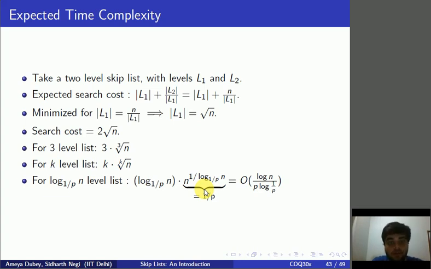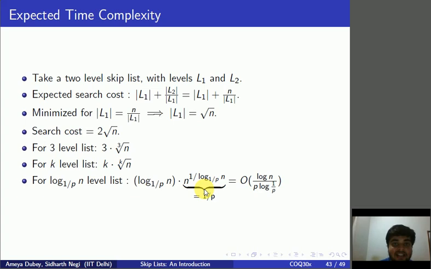So we go along the list, and we go along all the elements of L1, and then we go along the last n upon L1 elements of the list L2. So that will be our time required to reach the last element in this 2-level skip list, which is simply L1 plus n upon L1, because the last list has all the elements.